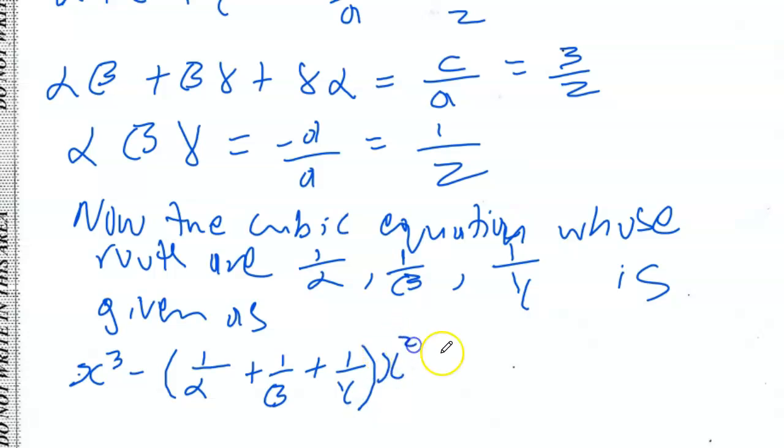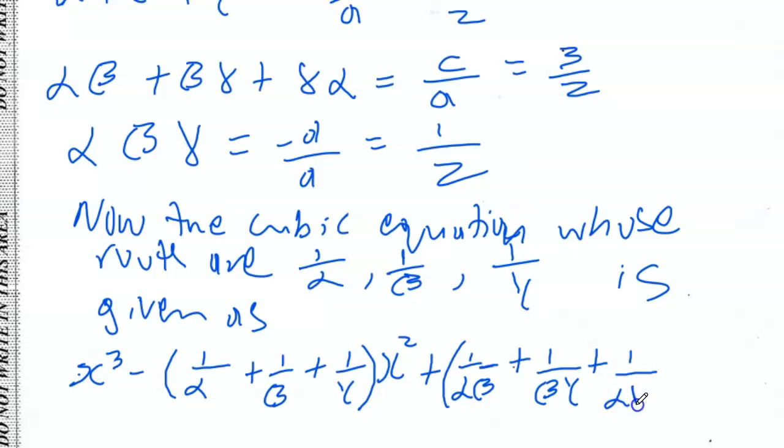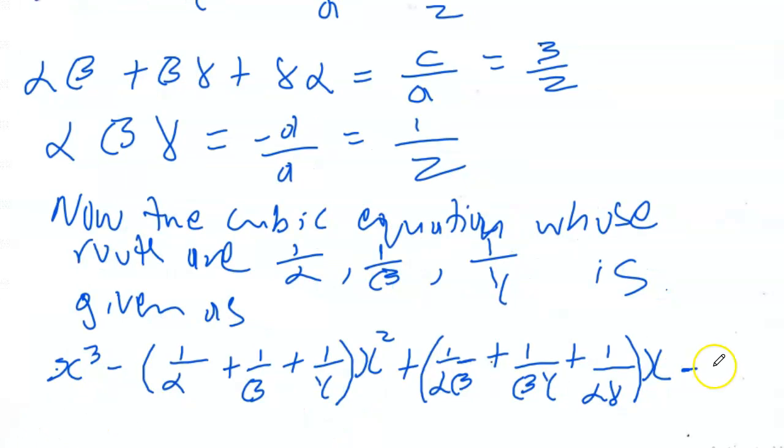times x squared, plus the sum of the products, and these were 1 over alpha times 1 over beta plus 1 over beta times 1 over gamma plus 1 over alpha times 1 over gamma, times x, minus a constant, which would be the product of these three roots, 1 over alpha times 1 over beta times 1 over gamma. And all of that must be equal to 0.